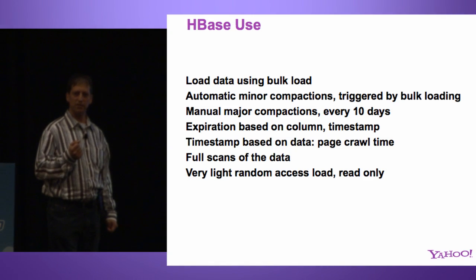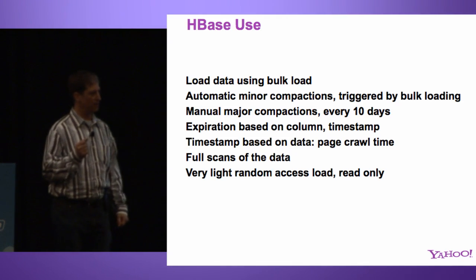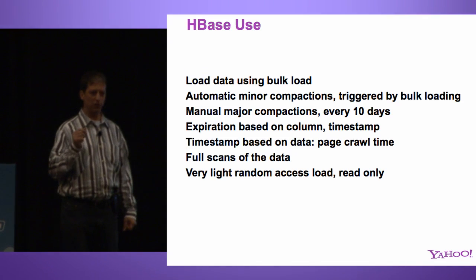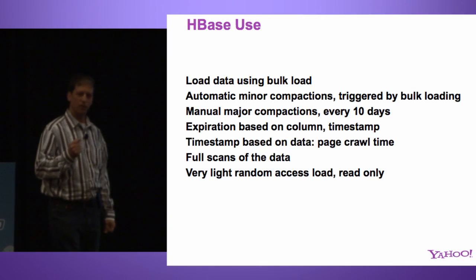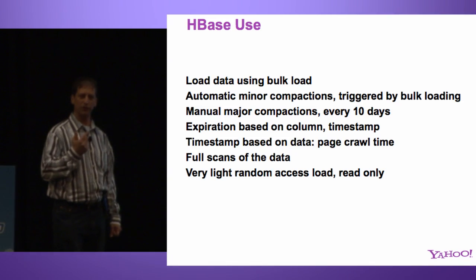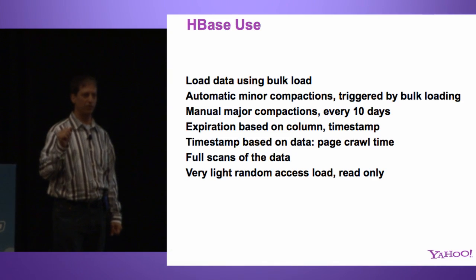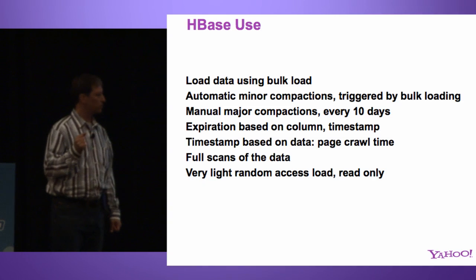Minor compactions are typically triggered by put operations. Since we don't have put operations, we changed bulk loads so that bulk loads trigger minor compactions. We set up major compactions. They're triggered externally, not really manually, by the poller every 10 days. So it keeps track of who had a major compaction when and triggers major compaction at this interval.